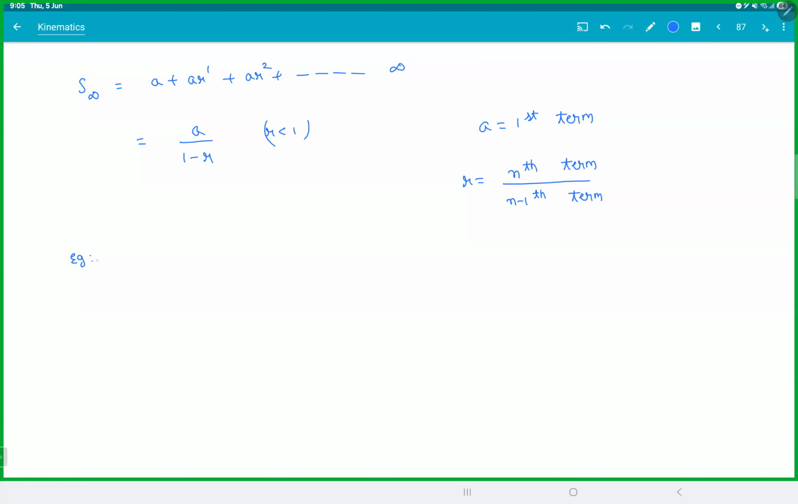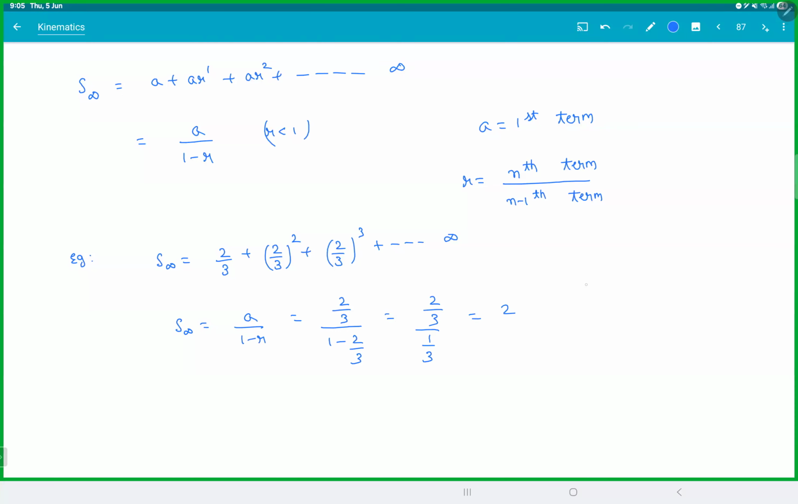For example, if someone gives you a sequence like this, 2 by 3 plus (2 by 3) square plus (2 by 3) cube, and so on till infinity, the sum of these infinite terms will be a by 1 minus r. A is your first term. The multiplying factor is also 2 by 3. This will be 2 by 3 by 1 by 3, which is 2.